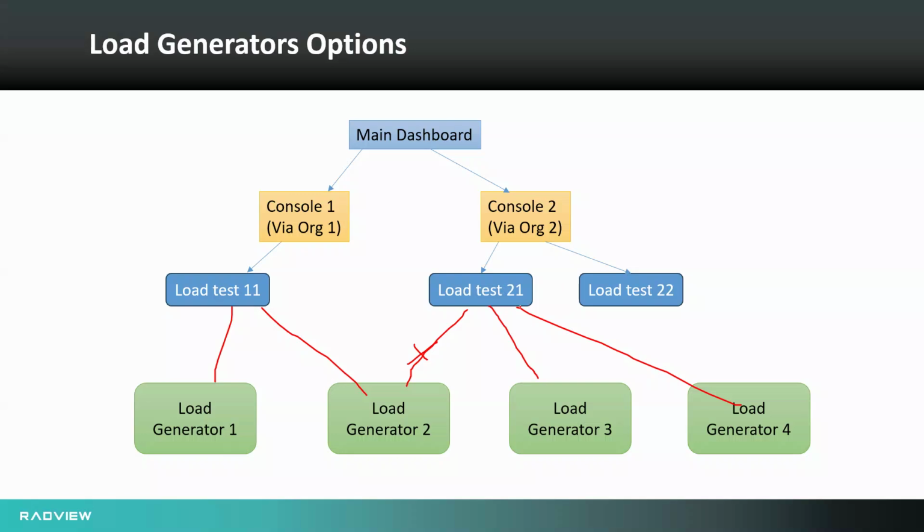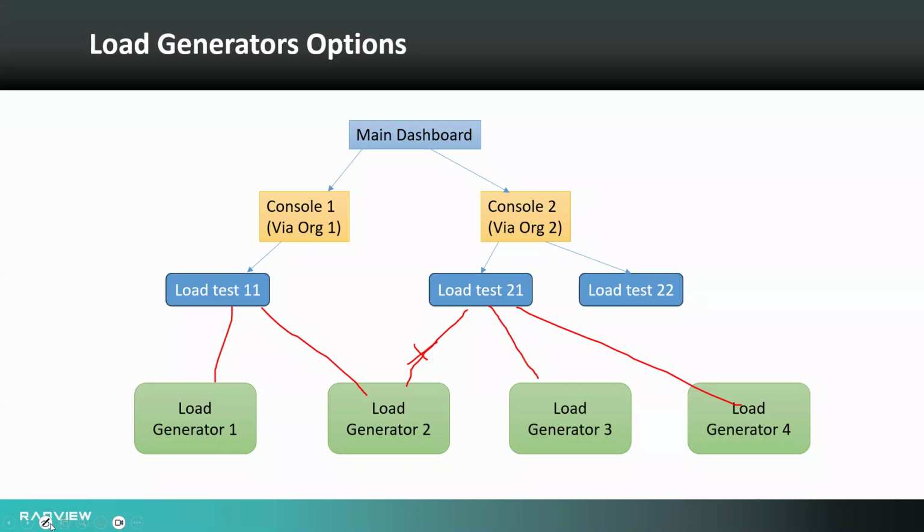Also, since WebLOAD 12.2, you can run tests concurrently in the same console via the dashboard. If you have a WebRM floating license that allows you to run more than one test, you don't need three consoles to run three tests. You can run them on the same console, but you would still have the same problem: for this test and that test, which load generator to use?